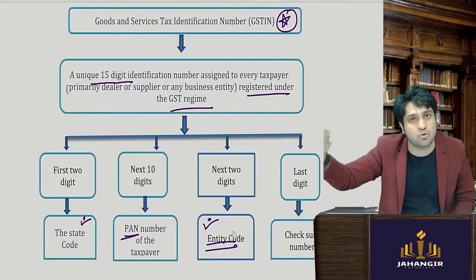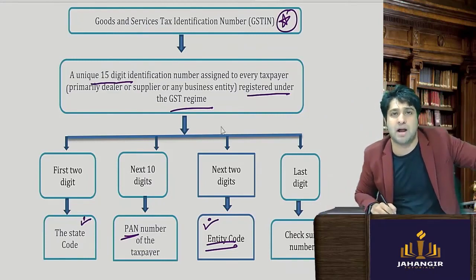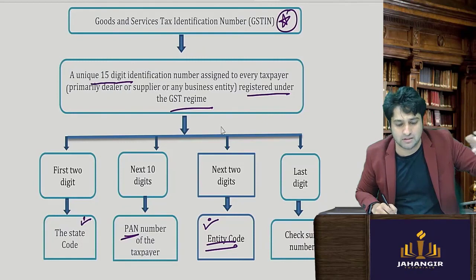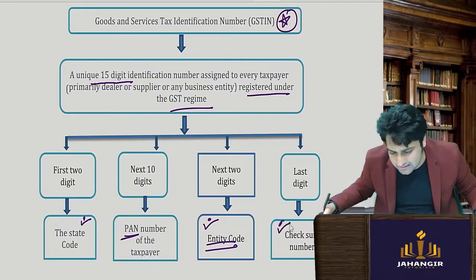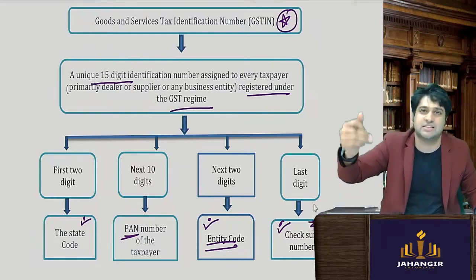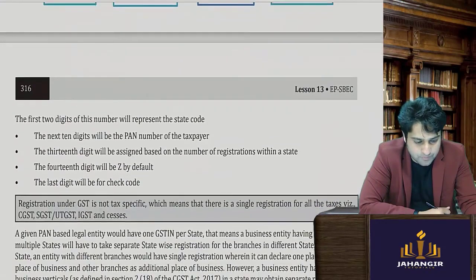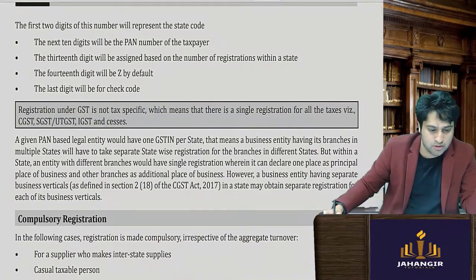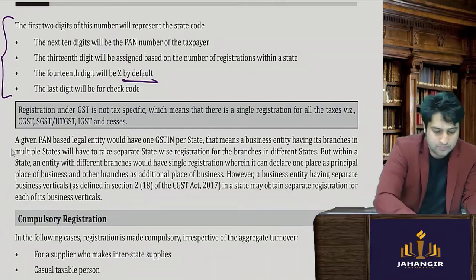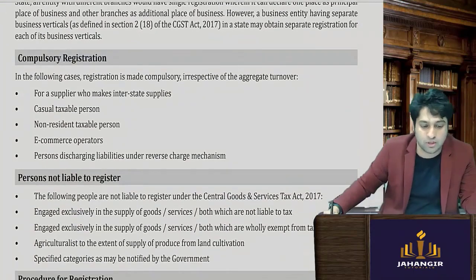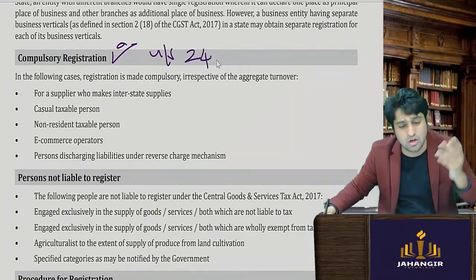So just remember the entity code will tell you whether it's an individual or a partnership firm or a sole proprietor, the entity status and character. And the last one, I think it's Z, it's just a checksum character given. Okay, a random character they give you. So the 14th character is Z by default, etc. So this is it. For compulsory registration, at least you can put the section number 24.